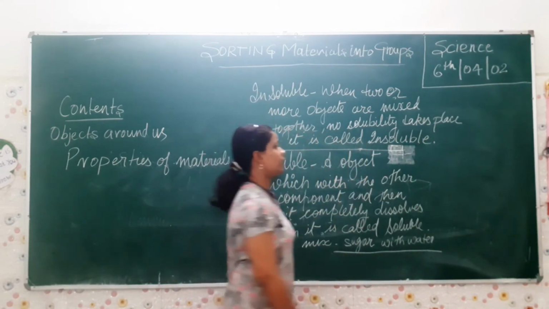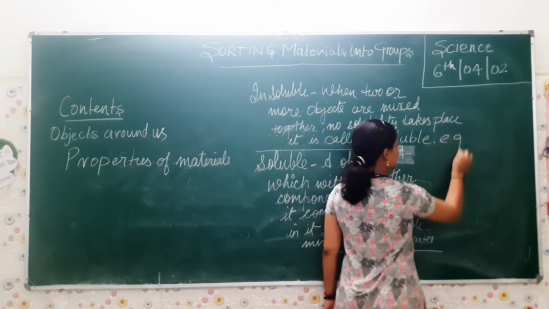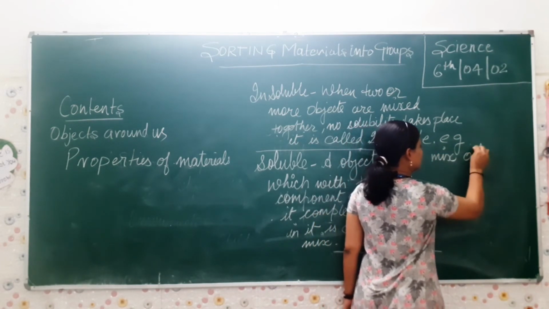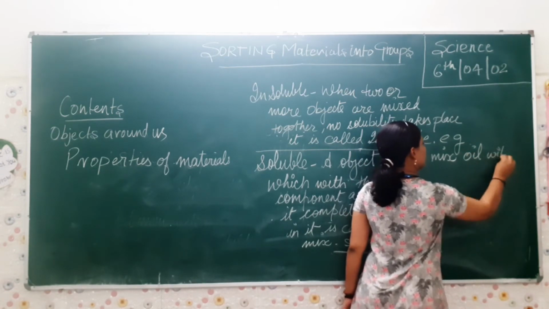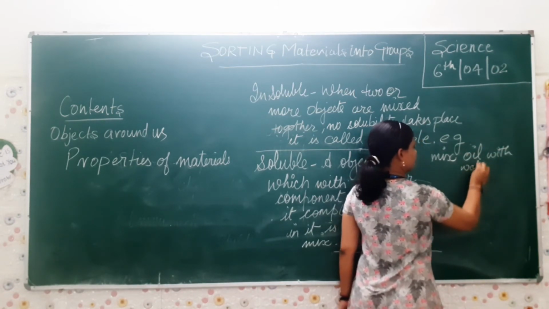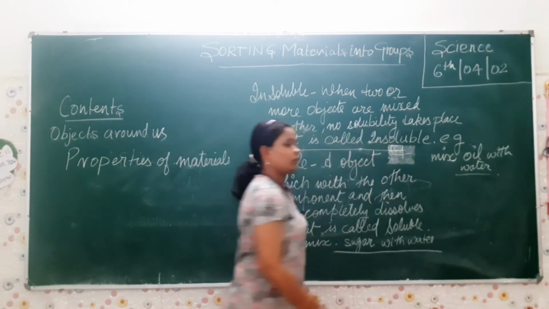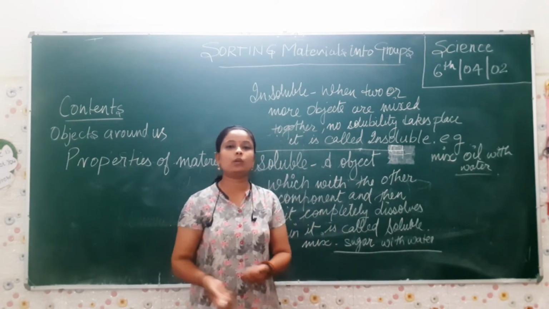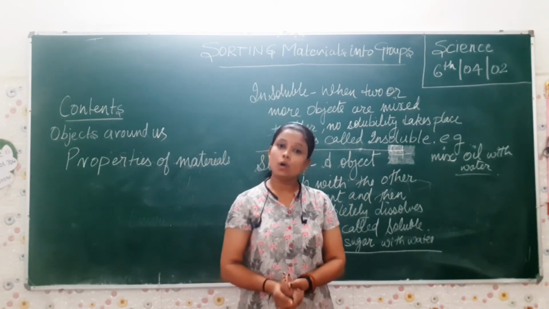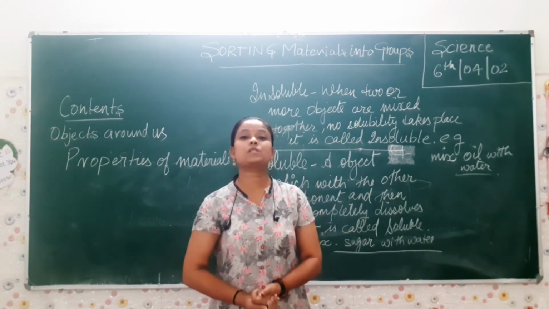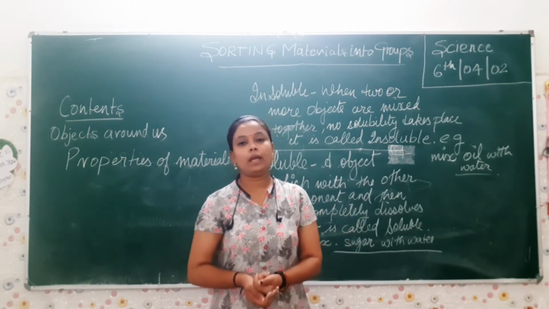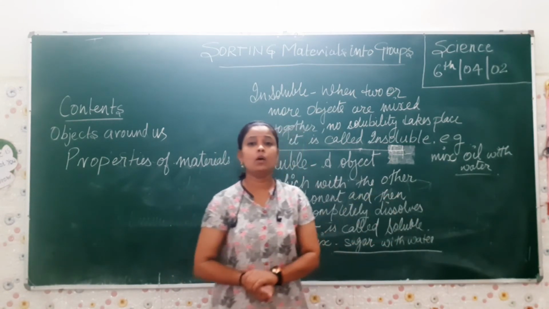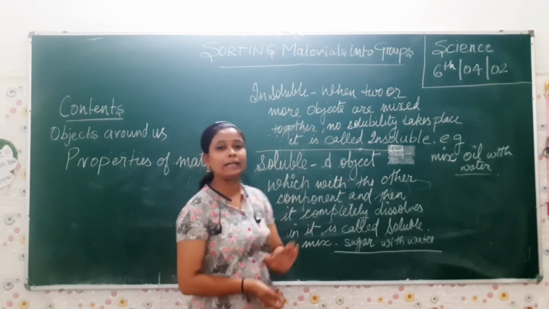An example for this, we will discuss: mix oil with water. What is going to happen if you mix oil with water? Oil is going to float in the water. It will be on the top side of the water and water will remain downside, as oil cannot be mixed with water. So I hope this is quite clear to you.